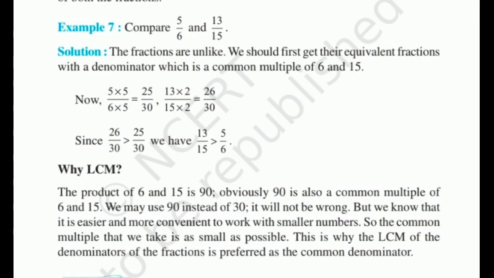Why LCM? The product of 6 and 15 is 90. Obviously 90 is also a common multiple of 6 and 15. We may use 90 instead of 30. It will not be wrong, but we know that it is easier and more convenient to work with smaller numbers. So the common multiple that we take is as small as possible. This is why the LCM of the denominators of the fractions is preferred as the common denominator.